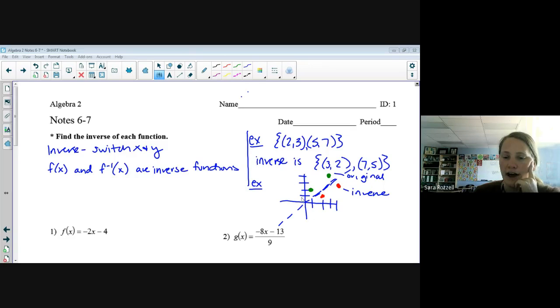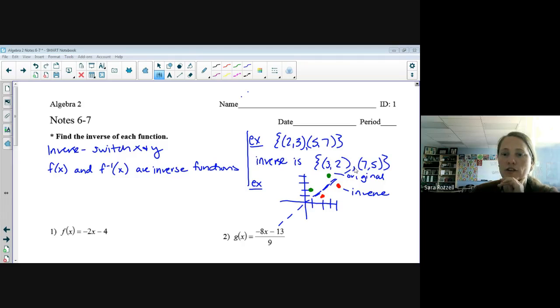Same thing if you have a graph. I had two ordered pairs in green. These were my original ordered pairs. 1, 2 became 2, 1. And 3, 4 became 4, 3. So I just switched the ordered pairs.